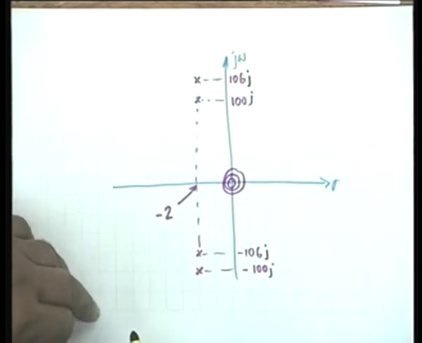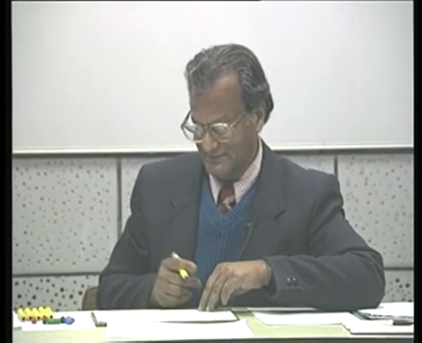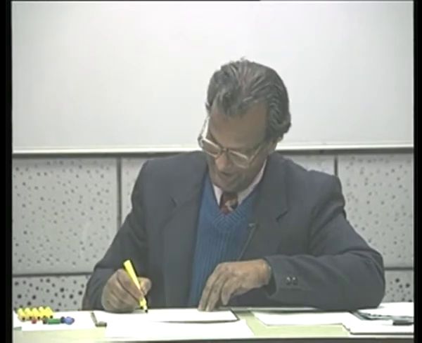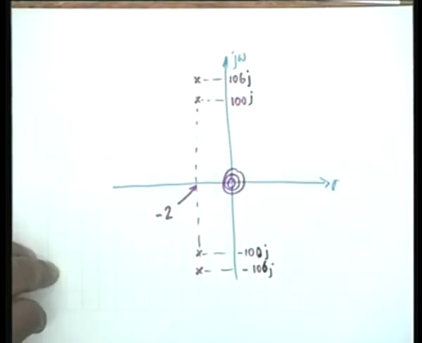Pardon me? Thank you. That's correct. 100 would be up and 106 would be down.